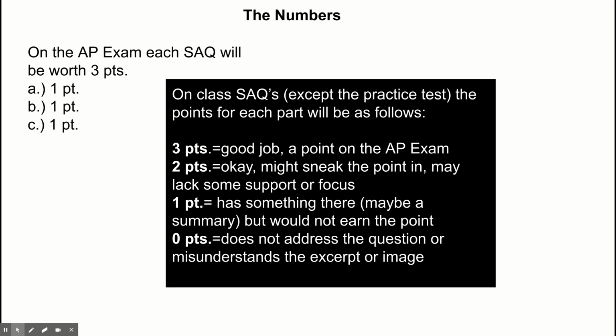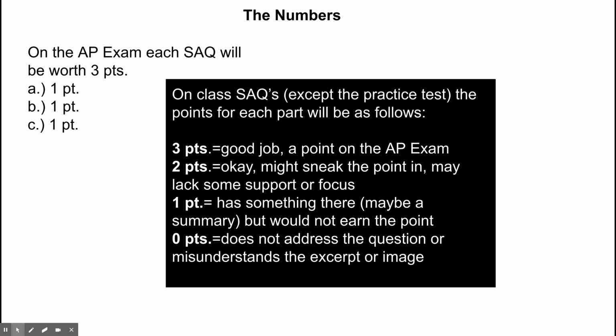So if you got 3 points, it means it's a good job. It's a point on the AP exam. You're going to get the point. 2 points, I think, well, you might get the point. I think it's a little soft in one area, a little weak. Maybe I'm not sure if the concrete detail would support. So if you get a 2 or 3, you should be very hopeful. You should go like, I'm in a good target range.